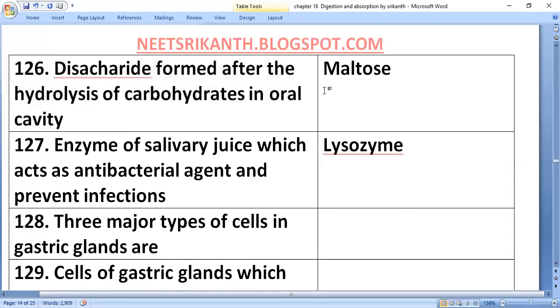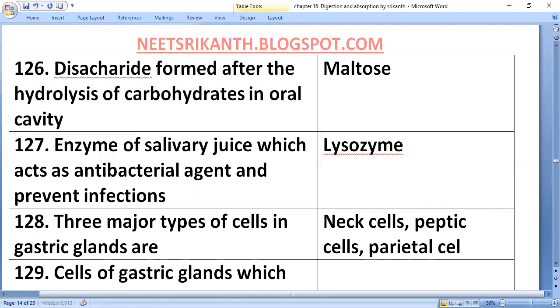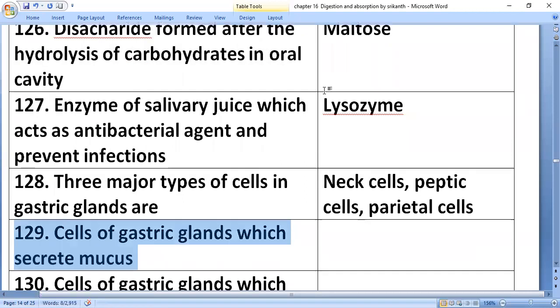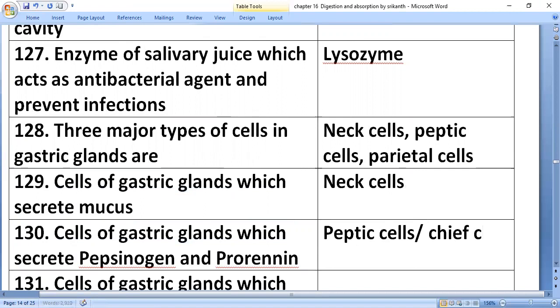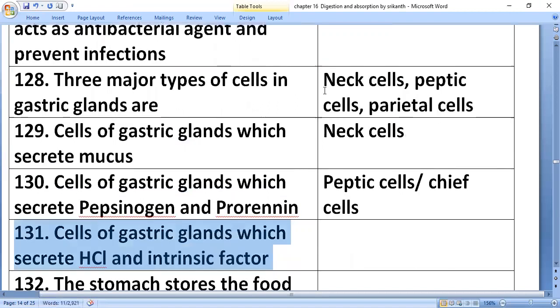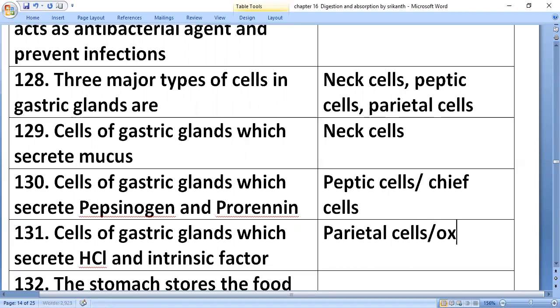Three major types of cells in gastric glands are neck cells, peptic cells, and parietal cells. Neck cells secrete mucus. Peptic cells secrete pepsinogen and prorenin; peptic cells are chief cells. Parietal cells secrete HCl and intrinsic factor; parietal cells are oxyntic cells.